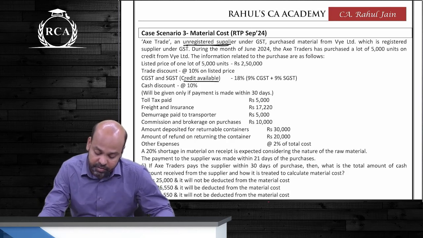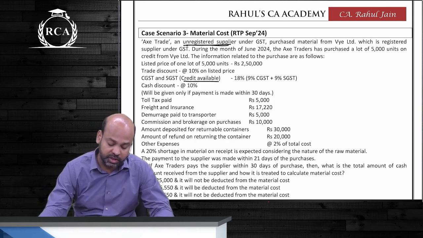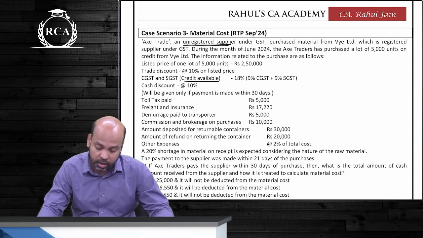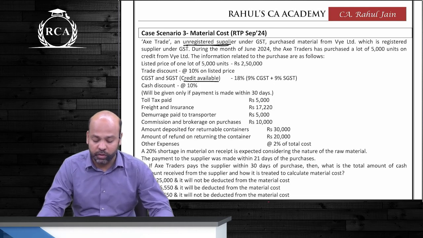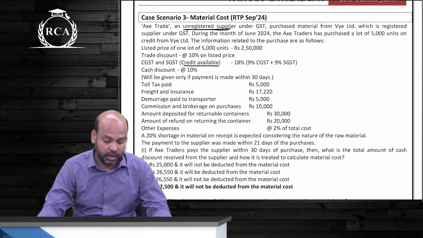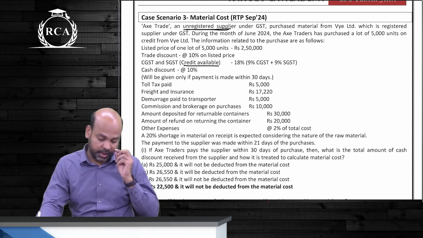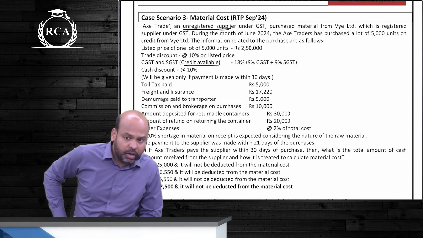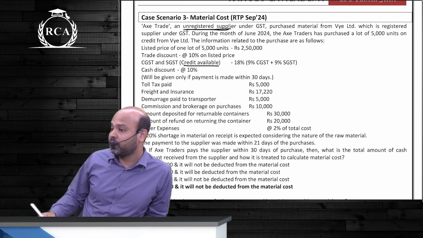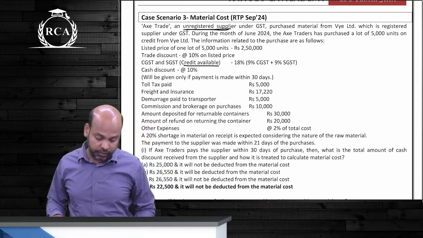So we have purchased material from Y Limited, which is a registered supplier under GST. सामने वाला is registered, but we are unregistered. During the month of June 2024, Axe Traders has purchased a lot of 5,000 units on credit from Y Limited. The information related to the purchase is as follows. Listed price of one lot of 5,000 units is 2,50,000 rupees, on which there is a trade discount of.